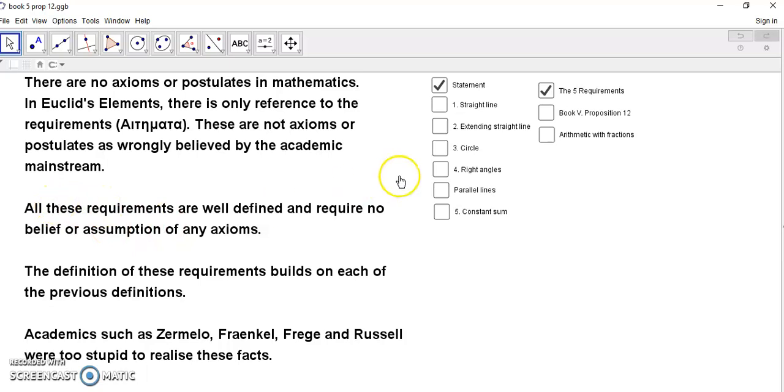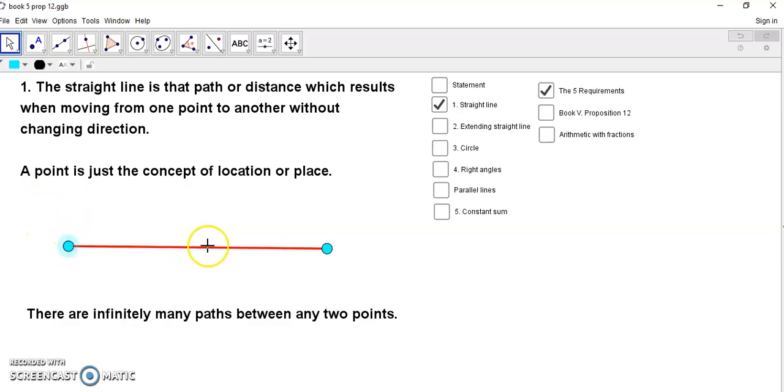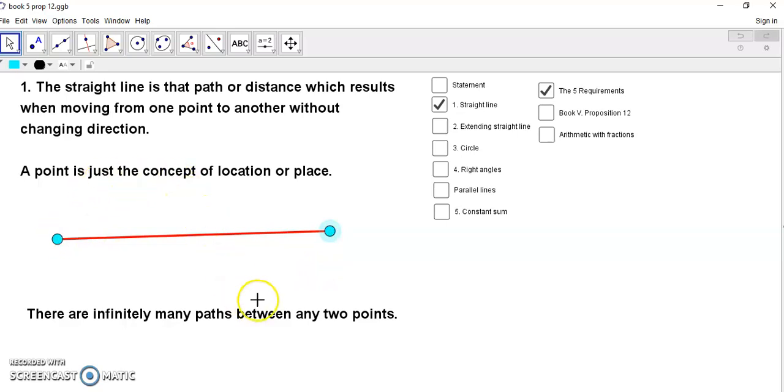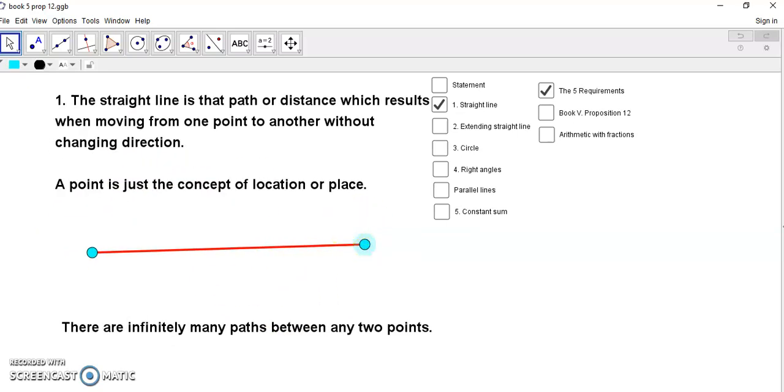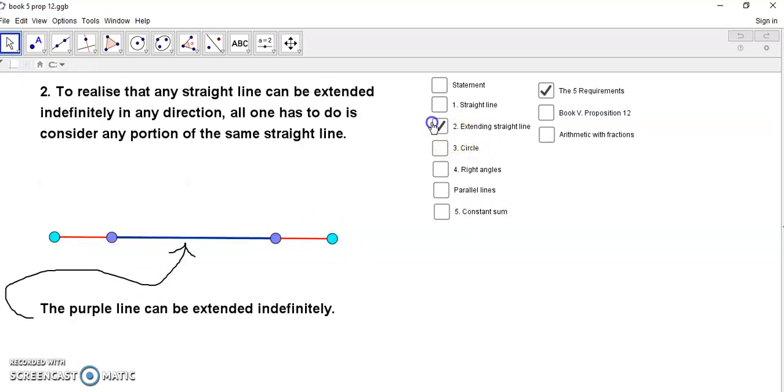These requirements are all well defined, and I showed you the straight line, that it is really just a path between any 2 points, the shortest path, and that there are many other paths between these 2 points. I could have a path going like this, and another one going like that, all the way around, and there are an innumerable number of paths between 2 points. Then I showed you how you could extend the straight line, and actually the very proof of this is that if you take a shorter section, a shorter distance of the straight line, the proof is concluded, because obviously these red parts here are the extensions, aren't they?